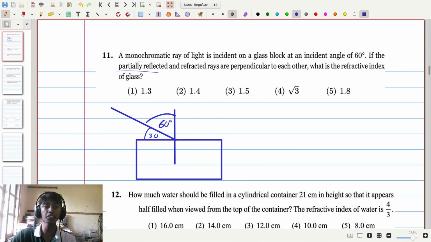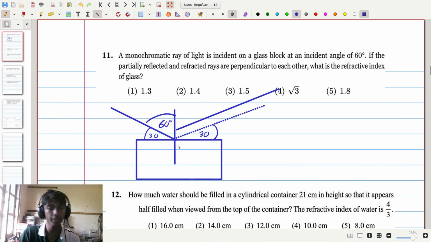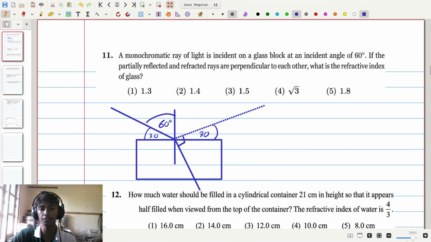If we first consider the partially reflected ray, the angle between it and the surface of the glass block will be exactly the same as the angle between the incident ray and the glass block. So if this angle is 30 degrees, the angle here will also be 30 degrees. The second ray is the refracted ray, which is said to be perpendicular to the reflected ray. So the refracted ray will go like this, such that the angle in between these two rays will be 90 degrees.